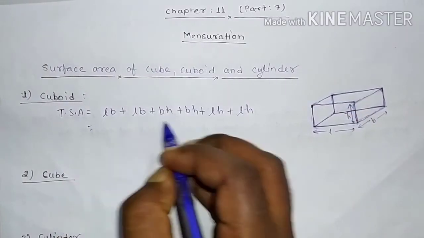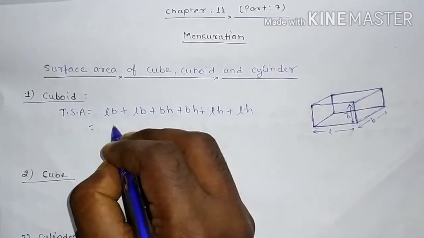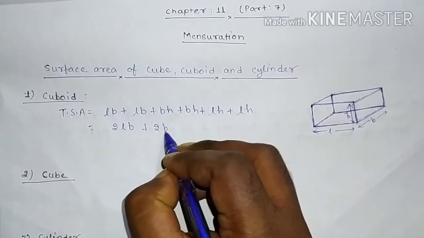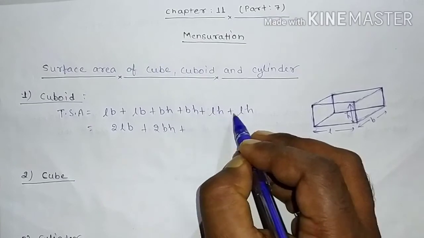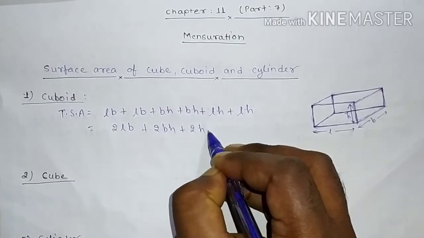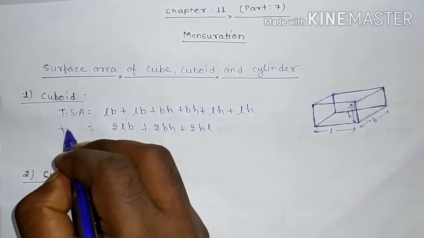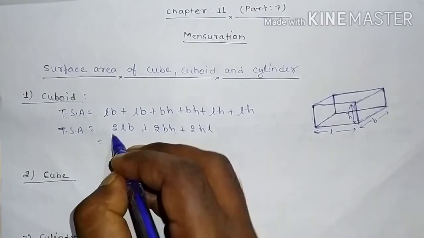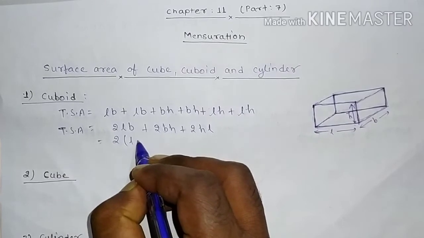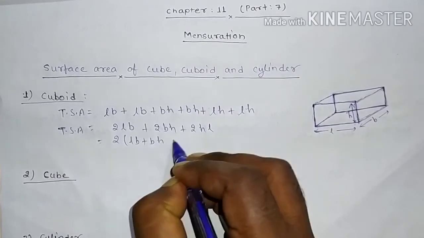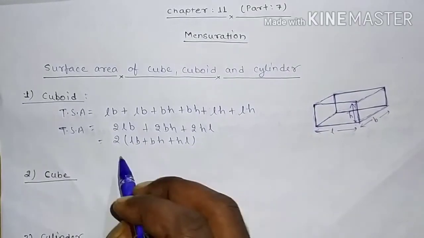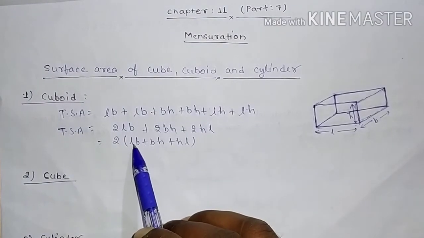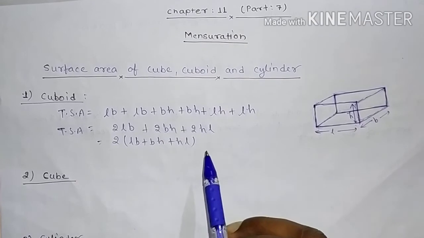Just add: LB plus LB, that is 2LB, plus 2BH, plus 2HL. Now the total surface area of the cuboid: take 2 common, so it is 2(LB plus BH plus HL). This is the formula for the total surface area of a cuboid, 2(LB plus BH plus HL).